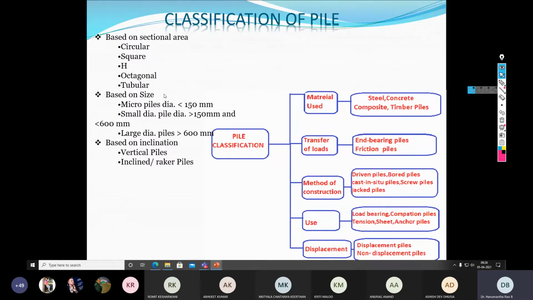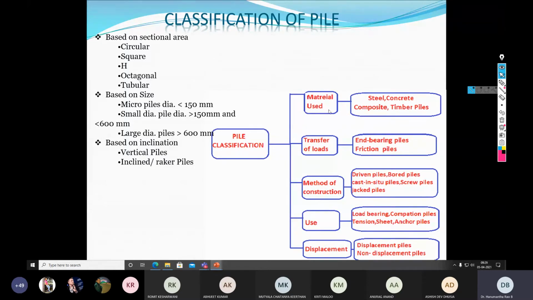And based on the size, if the diameter is less than 150 millimeter, it is called a micro pile. If the diameter exceeds 150 millimeter, then it is called a small diameter pile. But in reality, you can also see pile diameters as large as up to 1.5 meter. And if the diameter exceeds 600 millimeter, then it is called a large diameter pile. And based on the inclination of the load, a pile may purely be carrying the axial load or inclined or lateral loads.